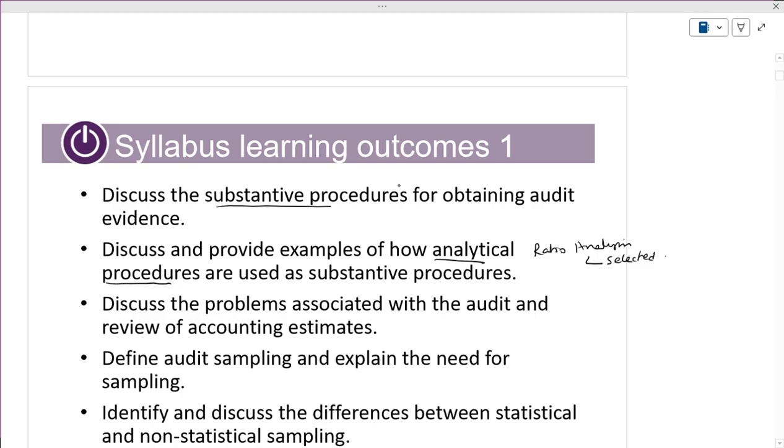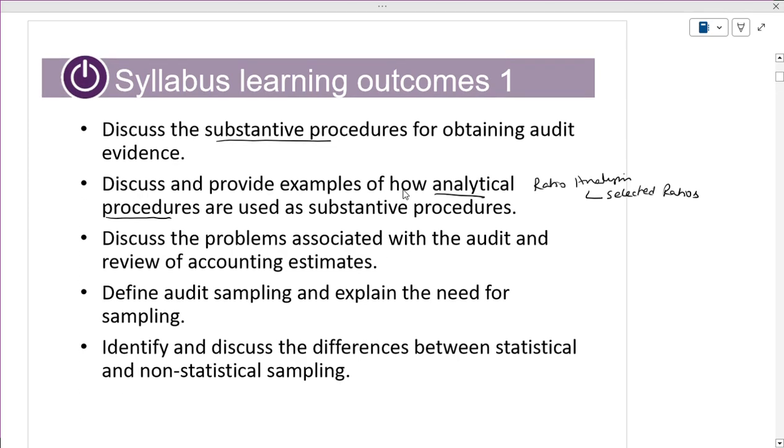Okay, very selected ratios. We are not going to do anything. They will give you the results, and the only thing is we have done a little bit previously, but here also we will focus on that: what are the problems associated with the estimate? We have to estimate. What do we have to estimate?